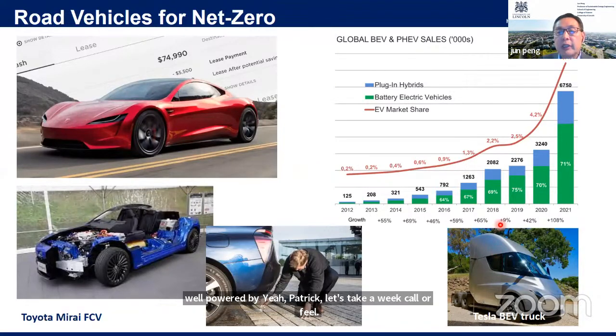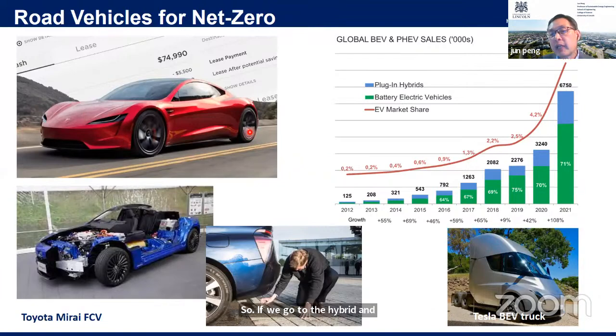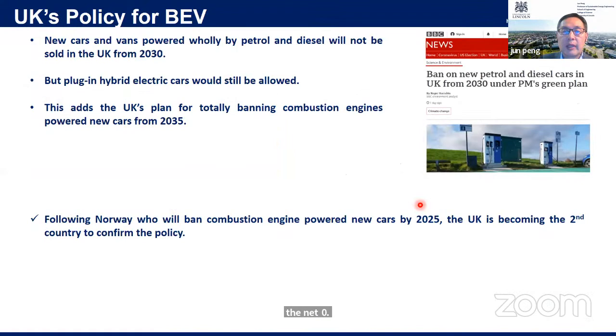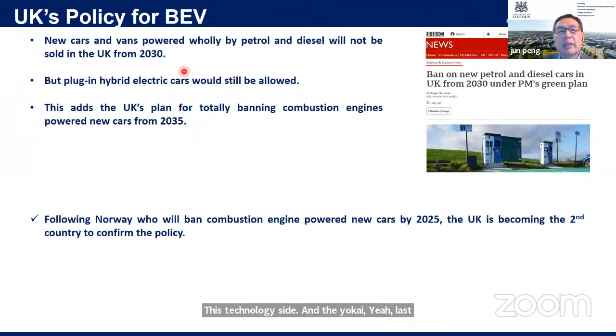So if hydrogen and electricity production get to net zero, road transport in the future will be net zero. That's the technology side. The UK's plan, until last week, was that by the 2030s all new cars powered by combustion engines would be stopped. Now the Conservative party, which controls the UK government, just changed the plan last week to 2035.